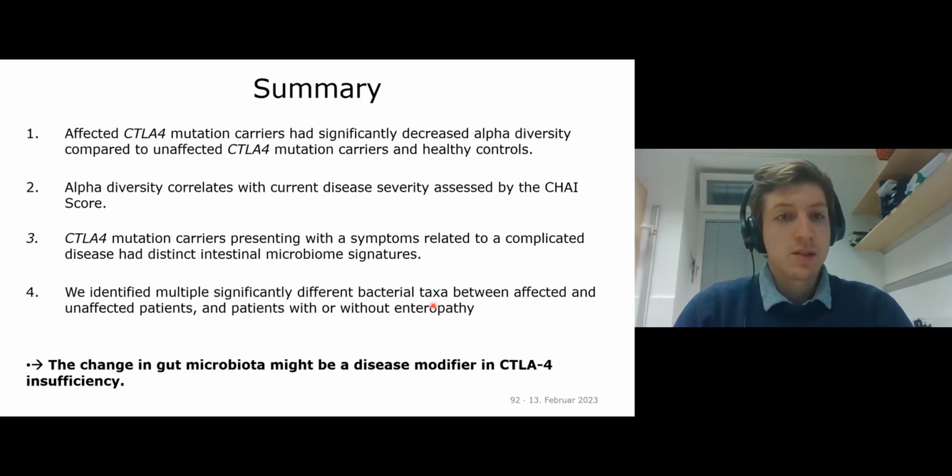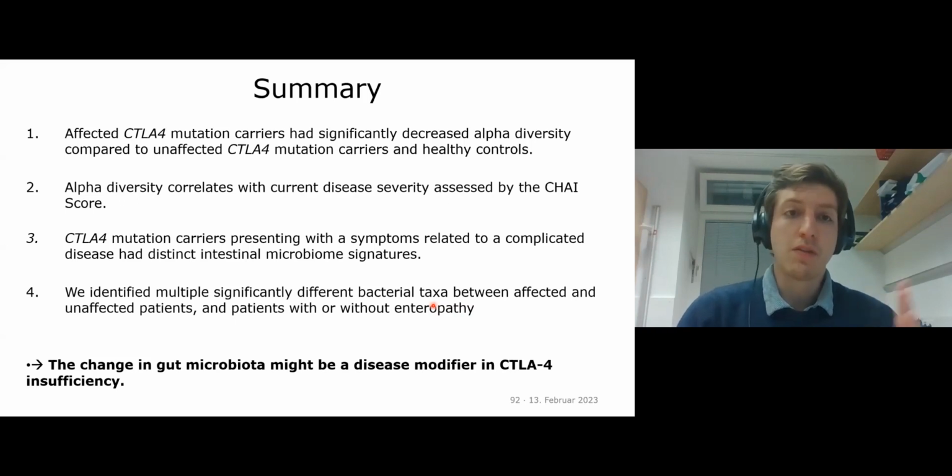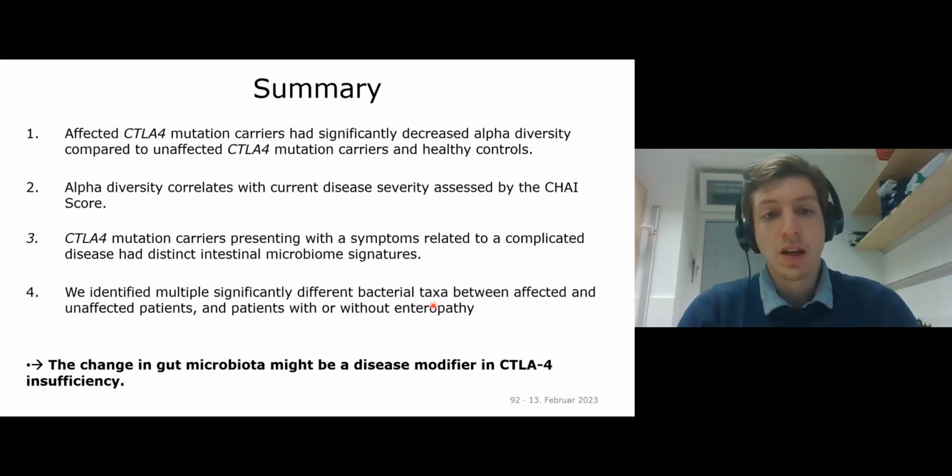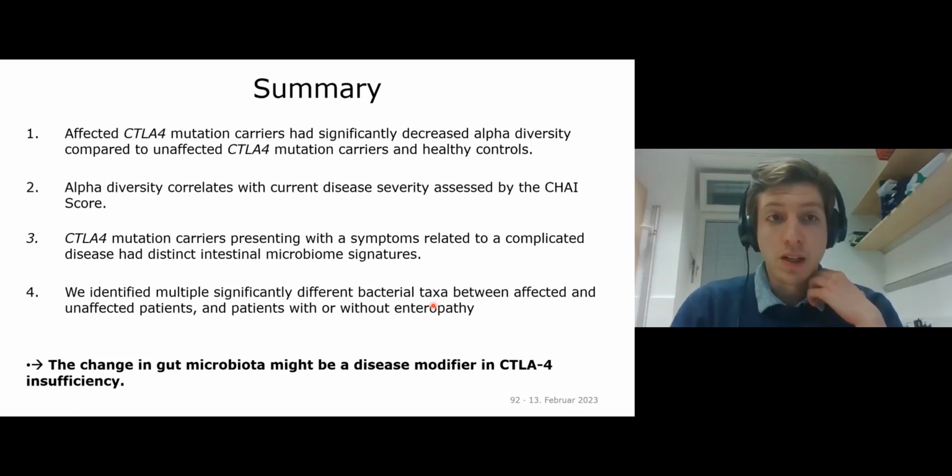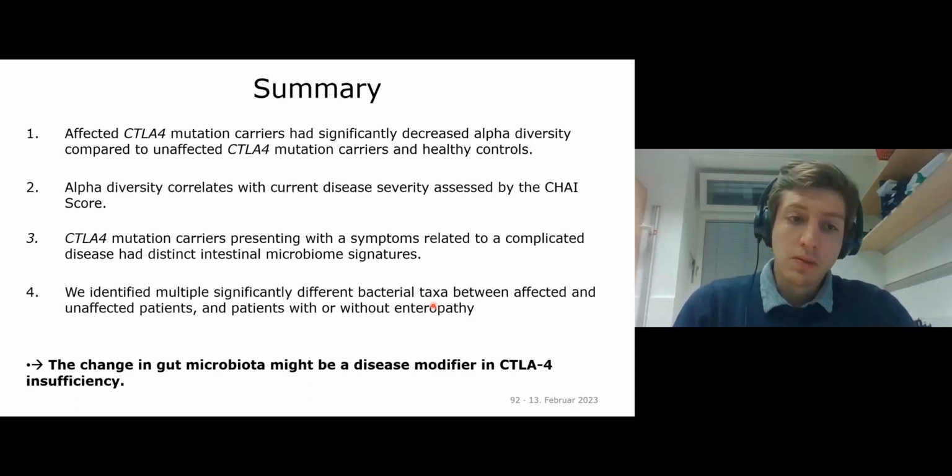CTLA4 mutation carriers presenting with symptoms related to a complicated disease had distinct intestinal microbiome signatures, and we could identify multiple significantly different bacterial taxa between affected and unaffected carriers, as well as patients with or without enteropathy. And with all that, we suggest that the change in the gut microbiota might be a disease modifier for the CTLA4 disease.